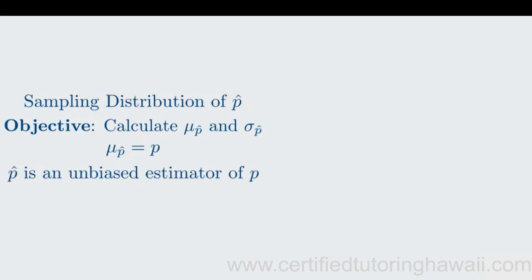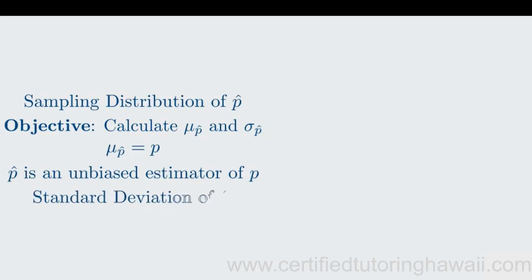Every sampling distribution has a center and a spread. When we talk about the sampling distribution of a sample proportion, we have specific formulas for the mean and standard deviation. Our objective is to calculate the mean and standard deviation of a sampling distribution for a sample proportion. First, let's look at the mean. The mean of the sampling distribution of P hat, denoted as mu sub P hat, is simply equal to the population proportion P. This means that P hat is an unbiased estimator of P. On average, our sample proportions will hit the true population proportion right on the mark.